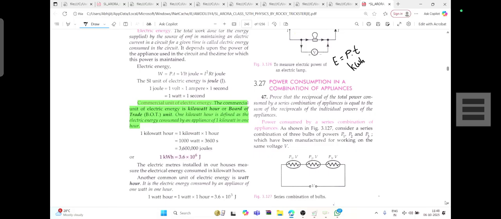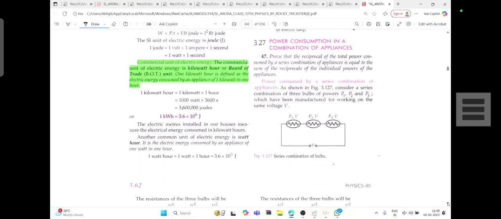Now, the electric meters installed in our houses measure the electrical energy consumed in kilowatt hours. Another common unit of electrical energy is watt hour. It is the electric energy consumed by an appliance in 1 hour.